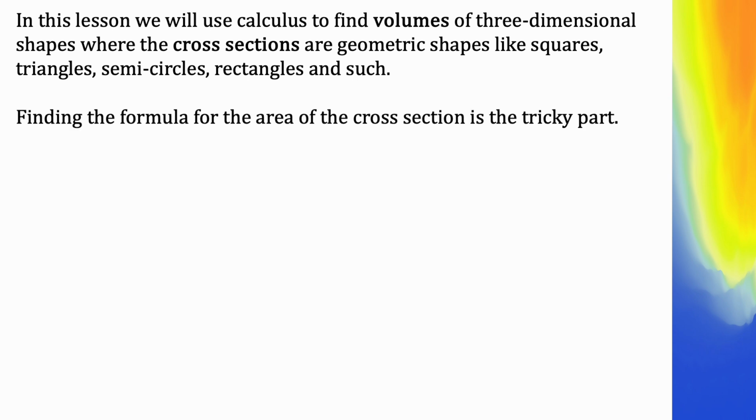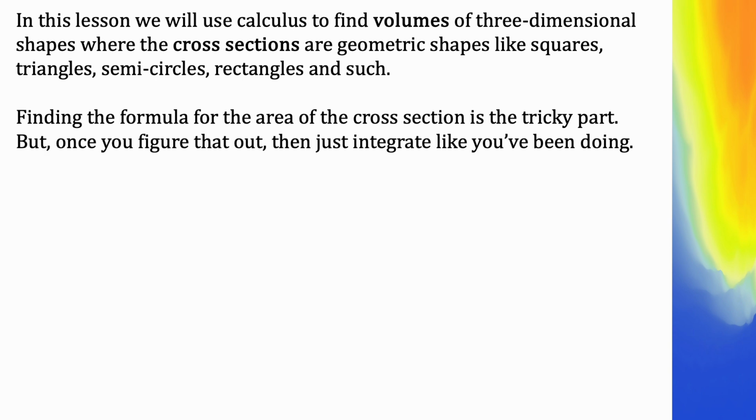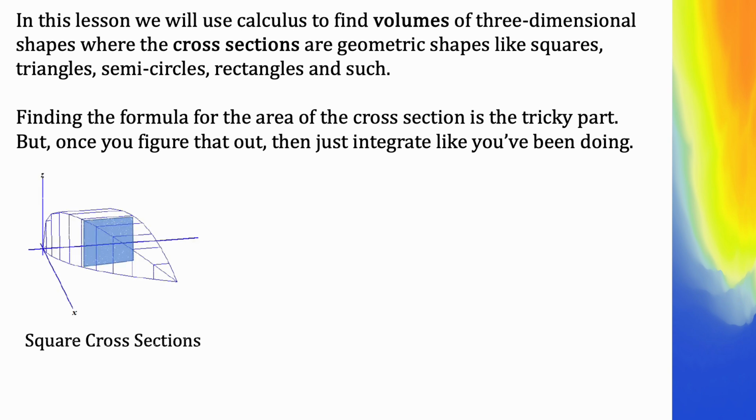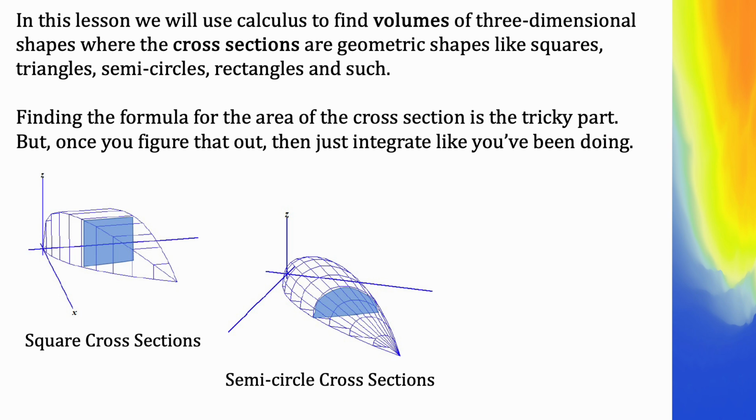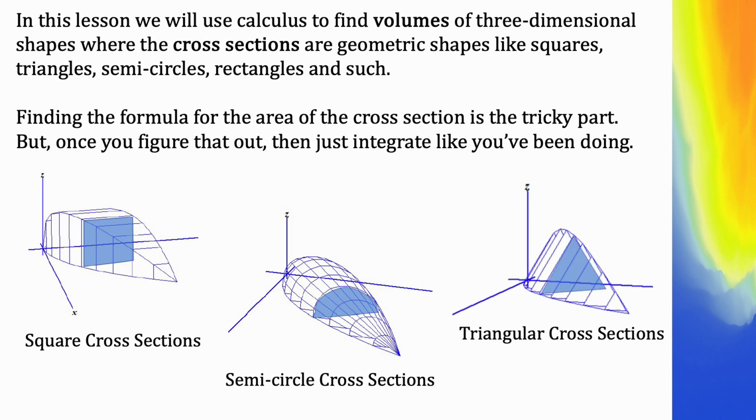Finding the formula for the area of the cross-section, well, that's the tricky part. But once you figure that out, then you can just integrate like you've been doing. You might see square cross-sections, or semicircle cross-sections, or triangular cross-sections.